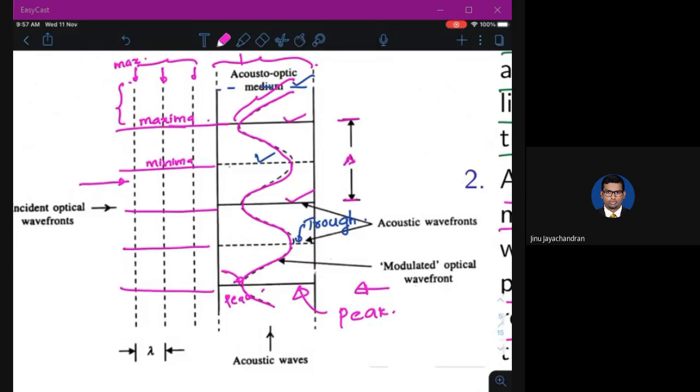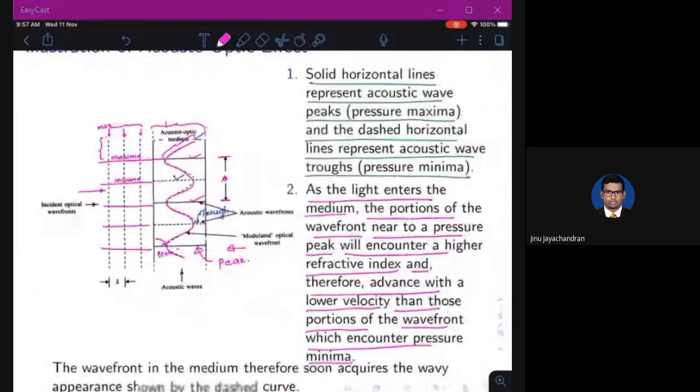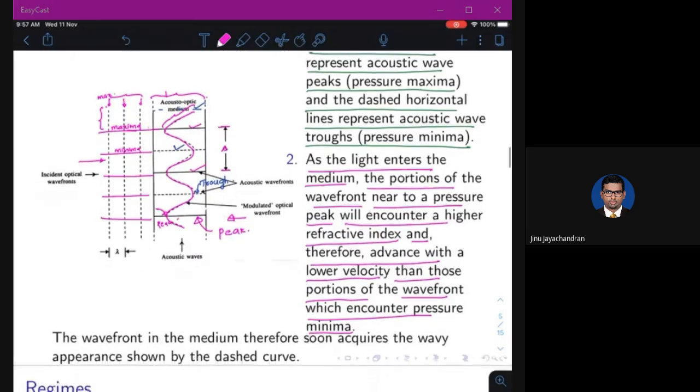So wherever the refractive index is maximum, you know that your velocity will be minimum. And wherever the refractive index is minimum, you know the velocity will be maximum. So there is a change in velocity because of this change in refractive index, which in turn will change the wavelength. So thus the modulation has happened. So the optical wave with a particular wavelength or a particular velocity has changed its wavelength and velocity at different wavefronts. Okay, so the wavefront in the medium therefore soon acquires the wavy appearance as shown by the dashed curve. So the dashed curve shows you how the wavelength has changed.